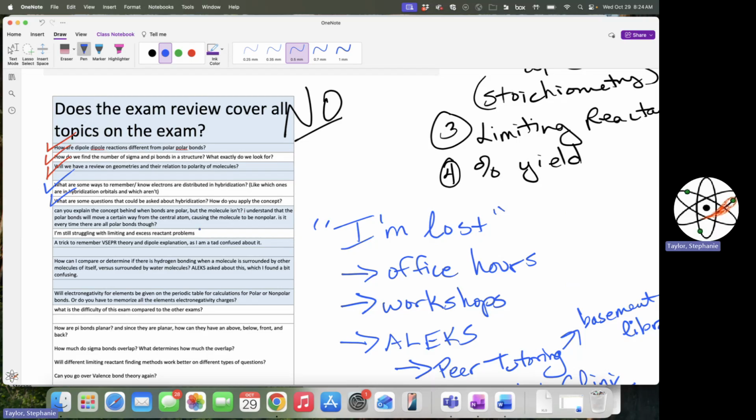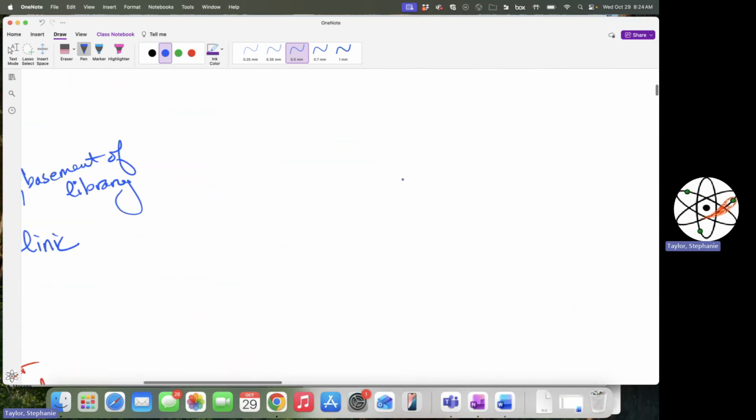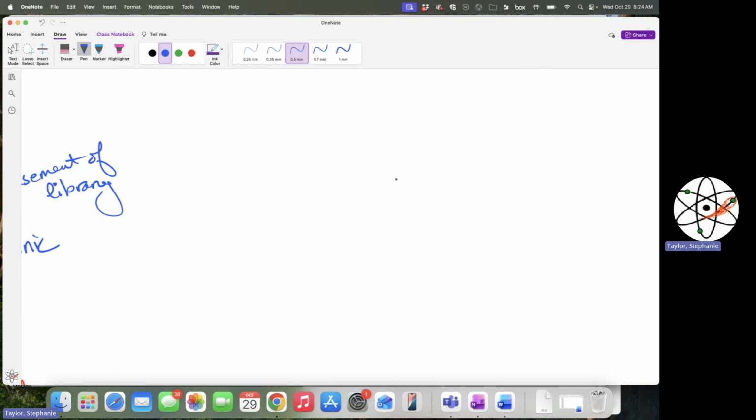Could you explain the concepts behind when the bonds are polar but the molecule isn't? This is one I think I did in the exam review, but I'll go ahead and give an example again. So when the bonds are polar but the molecule isn't, we're actually using something that is relatively fast to draw, I hope. So here's carbon with all chlorines.